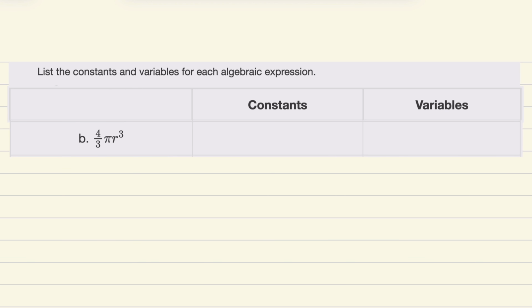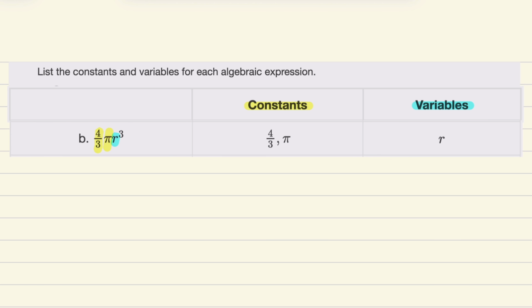For B, our expression is 4/3 pi r cubed. Constants that have the same value. Of course, 4/3 will always be 4/3, but also pi. Even though pi doesn't look like a normal number, remember that pi just represents the number 3.1415 and so on. So pi always has the same value. It is also a constant. Then for variables, we do have this r. R is the only variable.